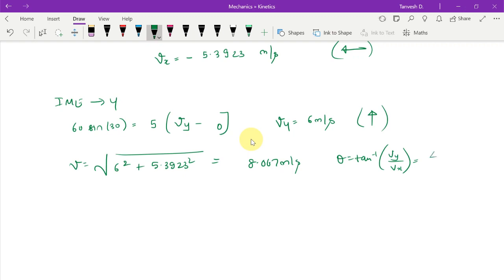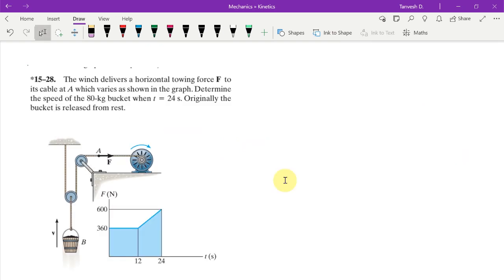which is 48.0534 degrees, and it would be acting like this, right? Because see, Vx is this way, Vy is like this, so V is this way, and this angle is your theta.